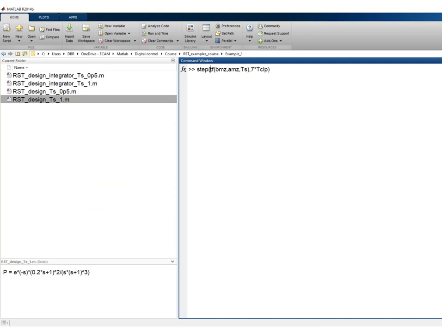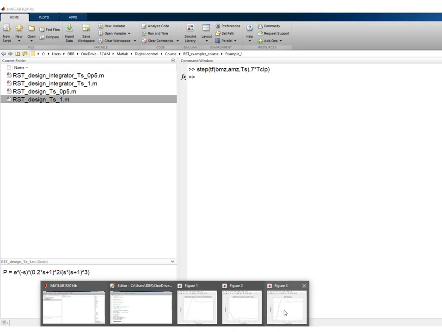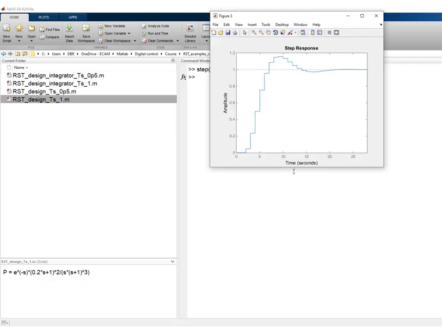So this one here will construct a system with transfer function Bm over Am with sampling interval Ts, and then we take the step. And if we do this, well, this is what we obtain, okay? And this seems to be okay. 17% overshoot, zeta is equal to 0.5, and the settling time is roughly 20 seconds.